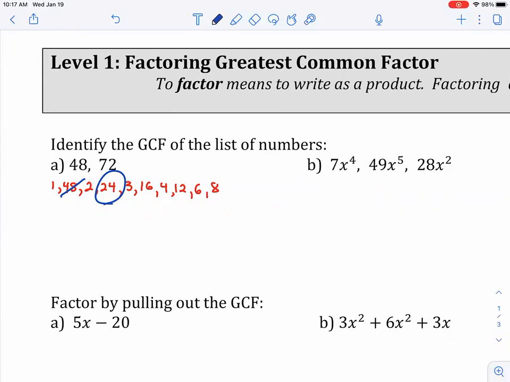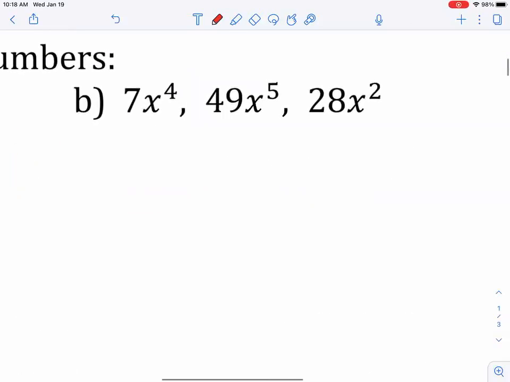If you look at part B, it looks like it's going to be harder, but it actually isn't. The numbers are the hard part. The variables, I'll show you what to do. That's the easy part. So for part B, I want to find the greatest common factor. I'm going to look at the numbers because I need to find the GCF of 7, 49, and 28. So I pick the smallest number, which is 7, and I'm going to look at 1 and 7. That's a prime. Those are the only things that go into that.